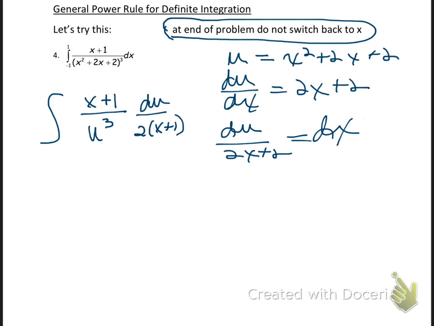Okay, notice I did not put in my endpoints, and this is because those endpoints only work with x's. We're now doing u, and we're not going to switch back, so I have to have it in terms of u. So, if my x is -1, then I'm going to plug it in to this expression for u and get what the u endpoint would be. So I'm looking for the lower one. It's not -1. What is it?